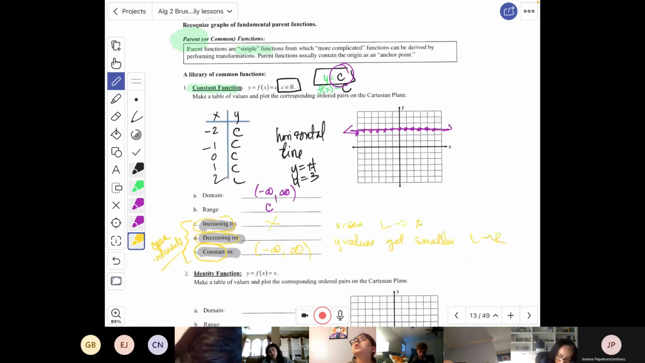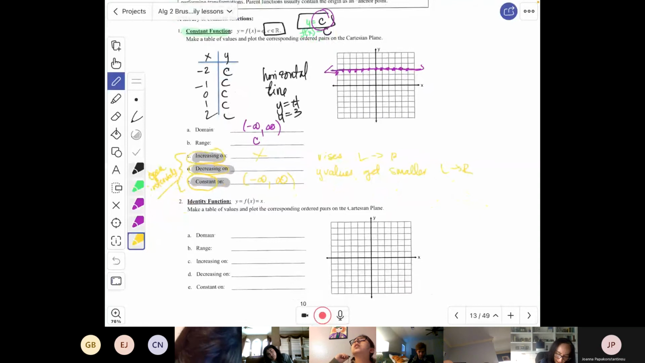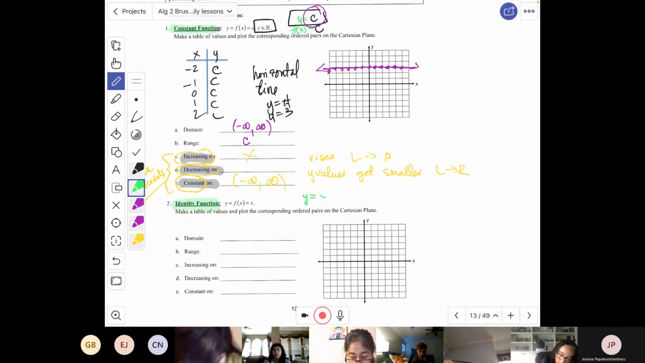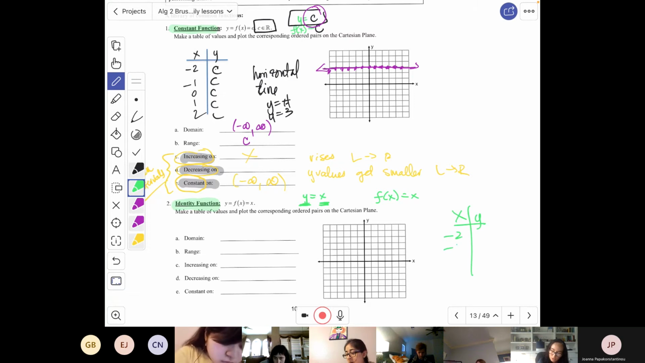Okay, now let's look at the second type of function. The second type of function is known as the identity function. And we represent the identity function as either y equals x, or using function notation, f of x equals x. So let's think about the points that fall on the identity function. It's saying that the y value equals the x value. So I could make a table of values, and I could substitute in for x values and see what the corresponding y values would be.